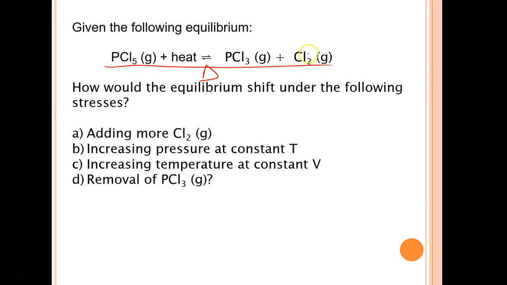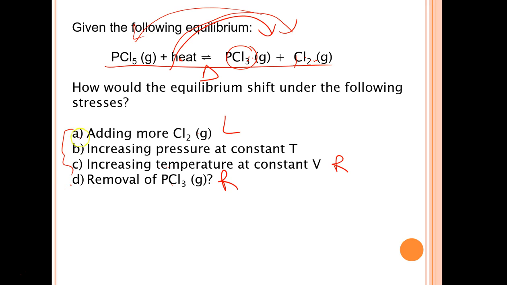Okay, if I add more chlorine, this side gets heavier. To rebalance, it's going to shift left. I'll come back to B. If I increase temperature, my left side is going to get heavy. To rebalance, it's going to shift right. And if I take away some PCl3, the PCl3 side is going to get lighter. So to rebalance it, it's going to go to the right. So those three, not B, you can use the seesaw idea. And just think about it as weight on a seesaw. Okay? And how it rebalances itself. That's all it is. It's perfectly balanced, and something happens that upsets the balance. How does it rebalance itself?